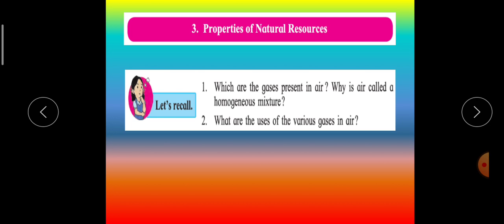Then argon, which is 0.9%, it is used in electric bulbs. Helium, it is used for obtaining low temperature and also for generating lift in airships. These are all inert gases now. Neon, it is used in decorative lights and for street lighting. Krypton, it is used in fluorescent tubes. And xenon is used in flash photography. So these are some of the uses of gases which are present in the air.